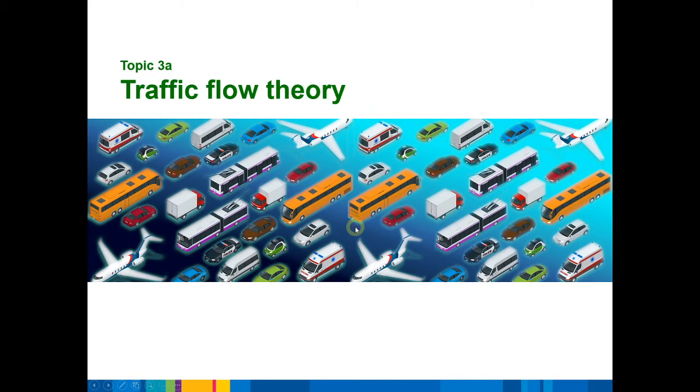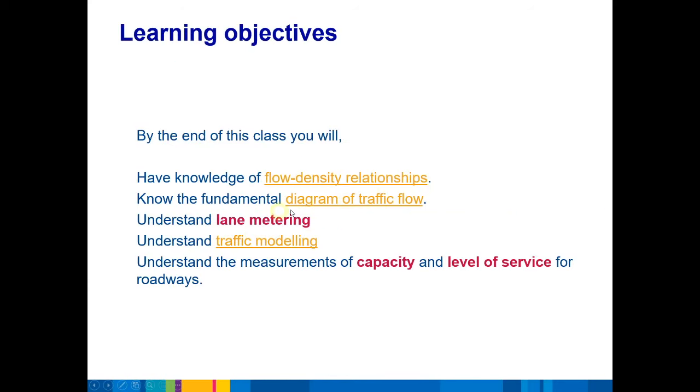So today's topic is on traffic flow theory. We're going to just jump right in. We're going to talk about a few of the major things that are most important in traffic flow theory. So we're going to talk a bit about flow density relationships. So how does the flow rate on a road vary with the density of total numbers of vehicles per kilometer?